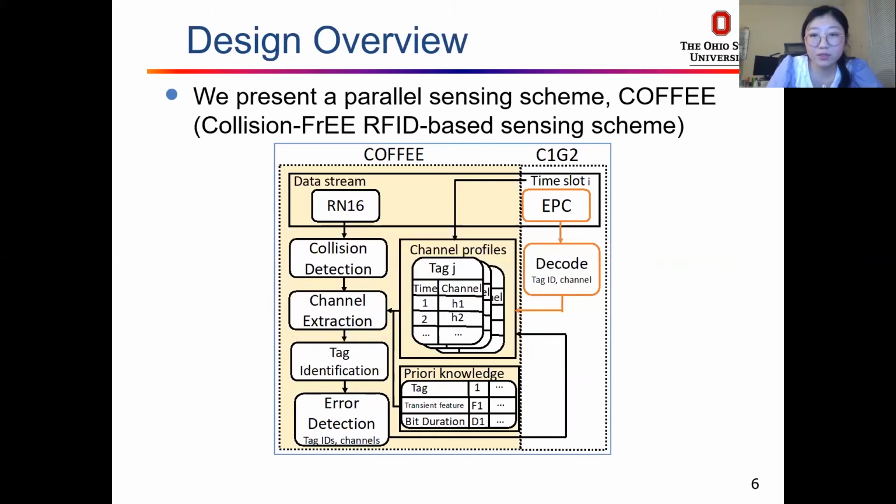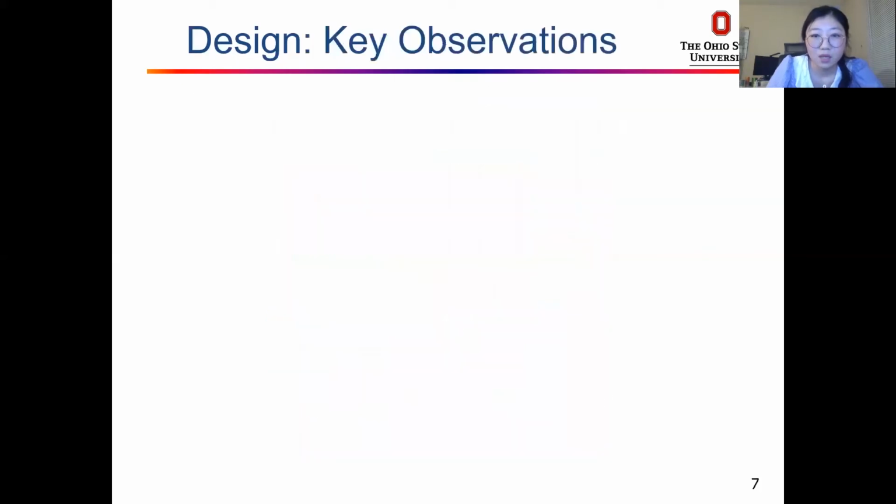The figure illustrates the detailed workflow of COFFEE. Due to the time limitation, we will go through the design of channel extraction and the tag identification. We first describe the key observations which support our idea and then introduce the details of the design.